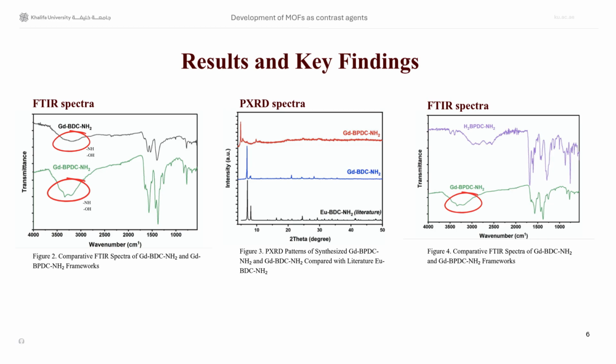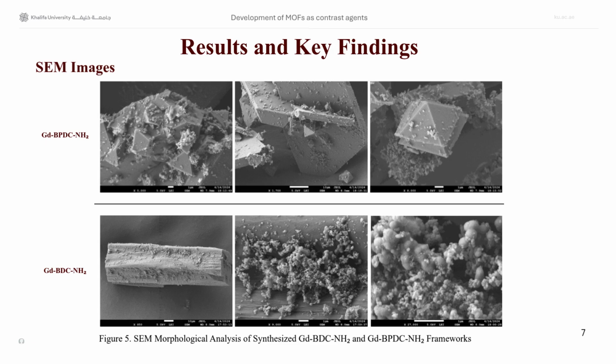The SEM images show clear morphological differences between the two synthesized MOFs. The top row corresponds to gadolinium BPDC-NH2, which shows larger faceted crystals with surface-attached smaller particles and textured features. This morphology may be related to the longer BPDC-NH2 linker, which can influence crystal growth and framework assembly. The bottom row represents gadolinium BDC-NH2, which shows a different morphology with more compact particles, clusters, and rod-like features. Overall, the SEM results show that changing the linker from BDC-NH2 to BPDC-NH2 significantly affects the final crystal morphology.